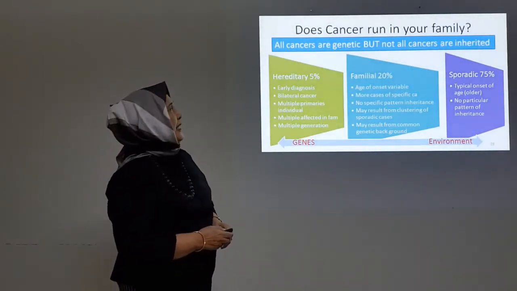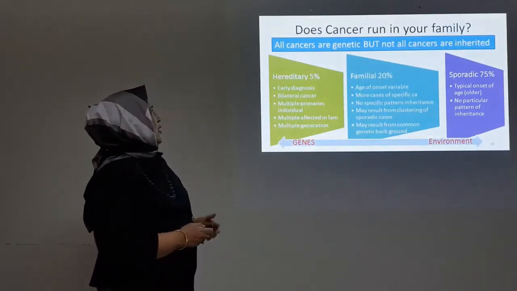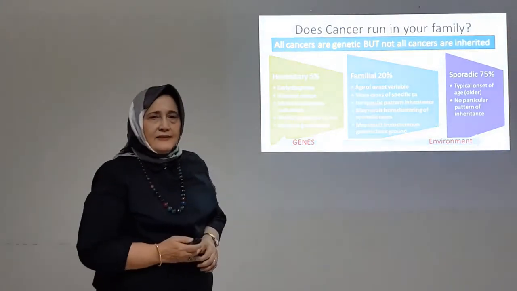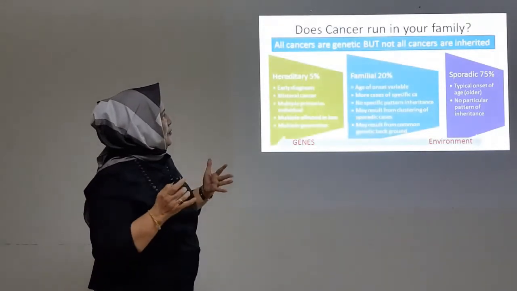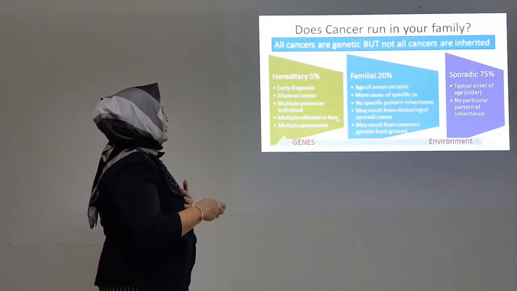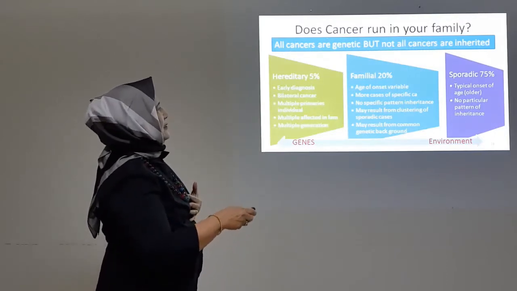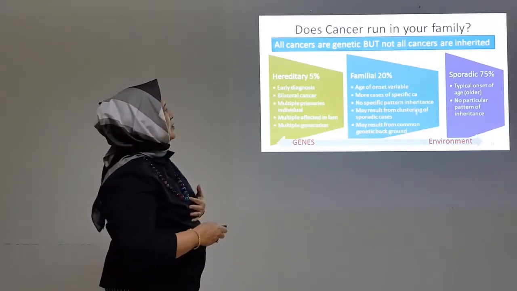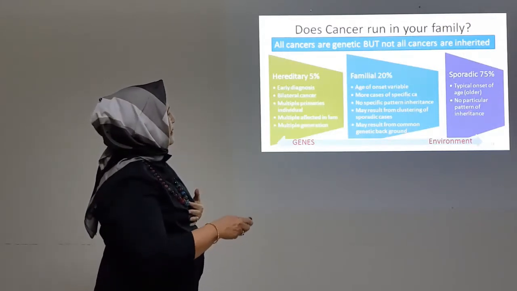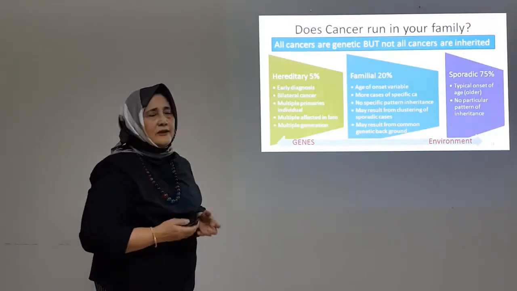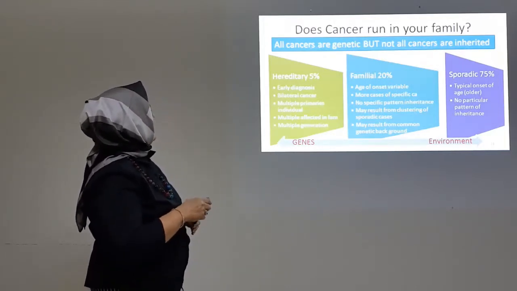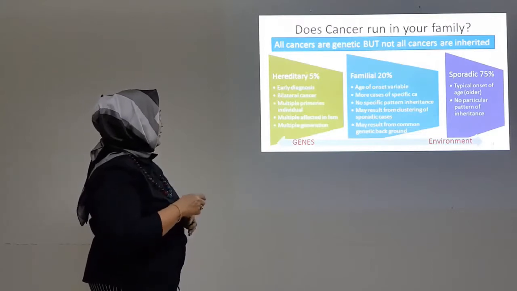Now about cancer. You know that all cancers are genetic, but not all cancers are inherited. There are three possible types of cause of cancer. The first one is hereditary, the second is familial, and the last one is sporadic. The most common cancer is usually sporadic, and they get the cancer usually in older life, but 5% can be hereditary, and they will get it in early life.